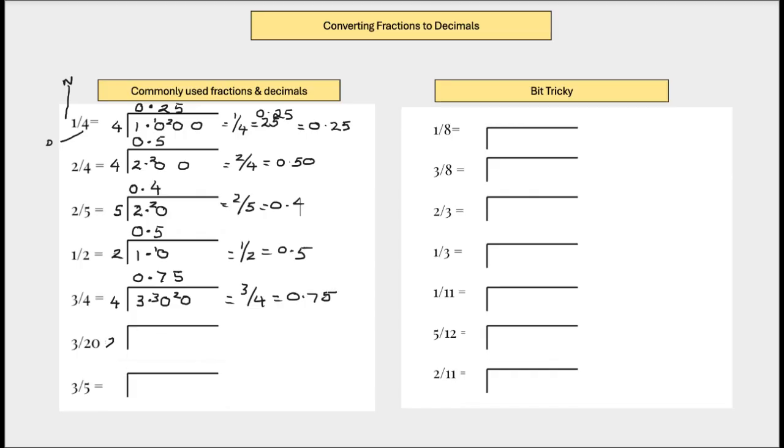Here we've got a bigger denominator, so let's see how this looks. 20 into 3 obviously does not go. But add a decimal point in. Carry the 3. So we know that 20 goes into 30 once. We've got 10 left. And 20 into 100 goes 5 times. So we know that 3 over 20 equals 0.15.